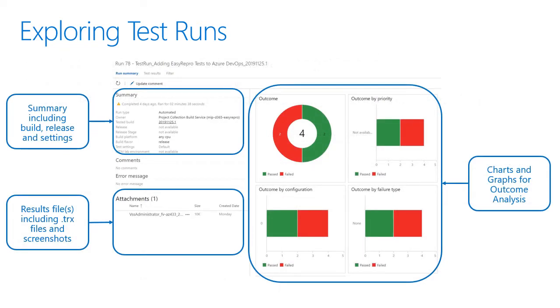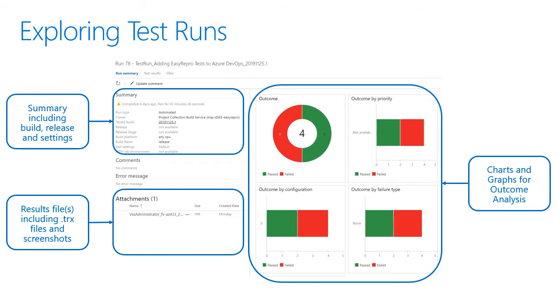When you choose a run, you'll be prompted with the Run Summary tab at the beginning. At the top left, you'll have a summary of information about the build and release and settings. You see run type, owner, tested build, release stage, what platform the build was on, and any settings that are there. On the right, you will see some charts and graphs that show the analysis of the outcomes by configuration, failure types, priority, and so on.